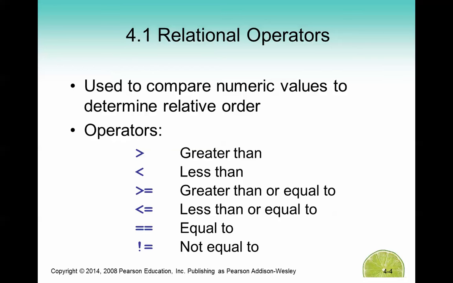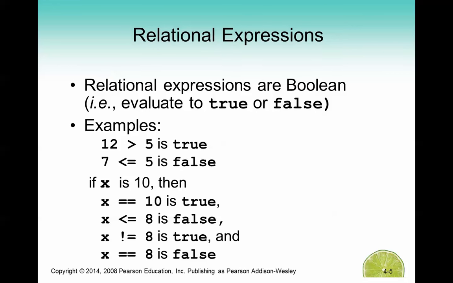Okay, so this is just a word of caution, because sometimes programmers make this mistake very often. Instead of using 2 equal signs, they only use 1. And remember, if we use just 1 equal sign, this is not an equal to symbol, it is the assignment operator. So we have these relational operators that we're going to be using when we create these expressions that are going to be comparing. So relational expressions are Boolean. Boolean, remember, only has 2 answers, true or false, yes or no.